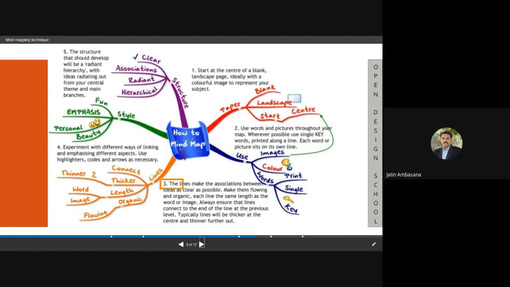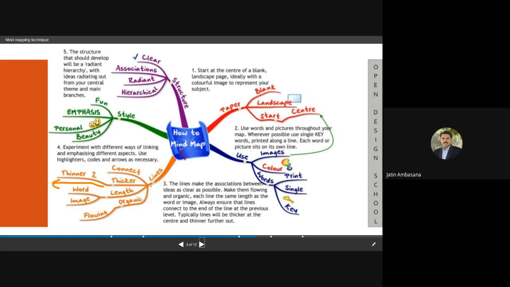The third one is that the lines make association between ideas as clear as possible, right? So make them flowing and organic, and each line the same length as the word or the image. So we have to make sure that the associations between the ideas are clear. The length of the line should be such that, you see this one, that word is a longer word, so the line is also going that much longer.